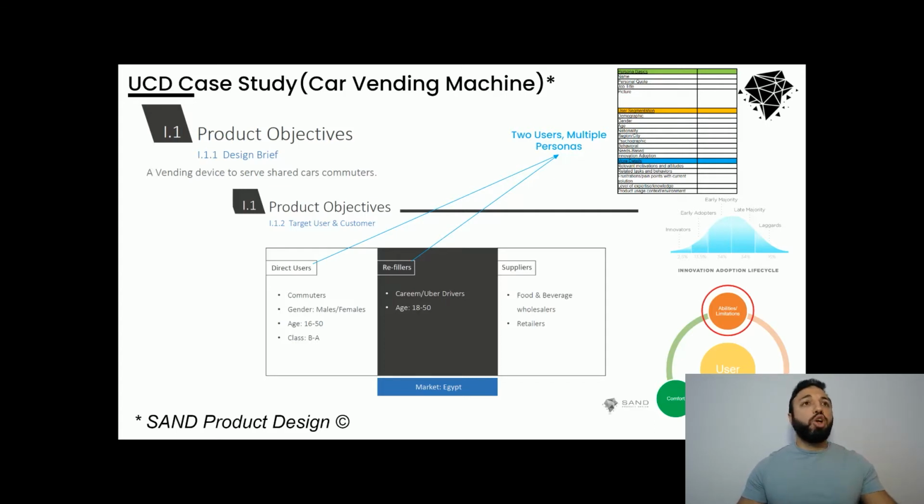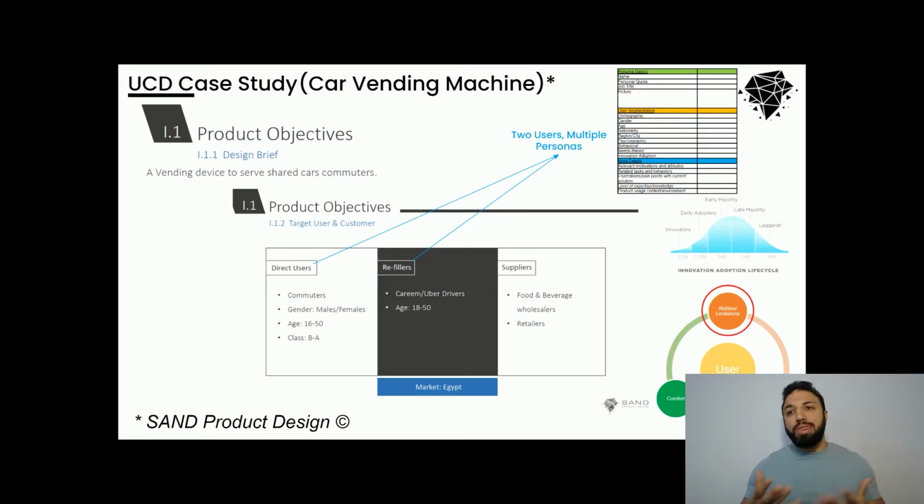Here you have the product objectives, which is part of our design process, which is basically the design brief. So what are we trying to achieve is a vending machine to serve shared car commuters. So shared car commuters here is like services like Uber, like Careem in the Middle East. I'm not sure whether it's international or not, but it's definitely a regional, strong player in the shared car commuting business. And the purpose of that product was to create a vending machine that goes into a sedan vehicle. That's it. That's more or less it, right?